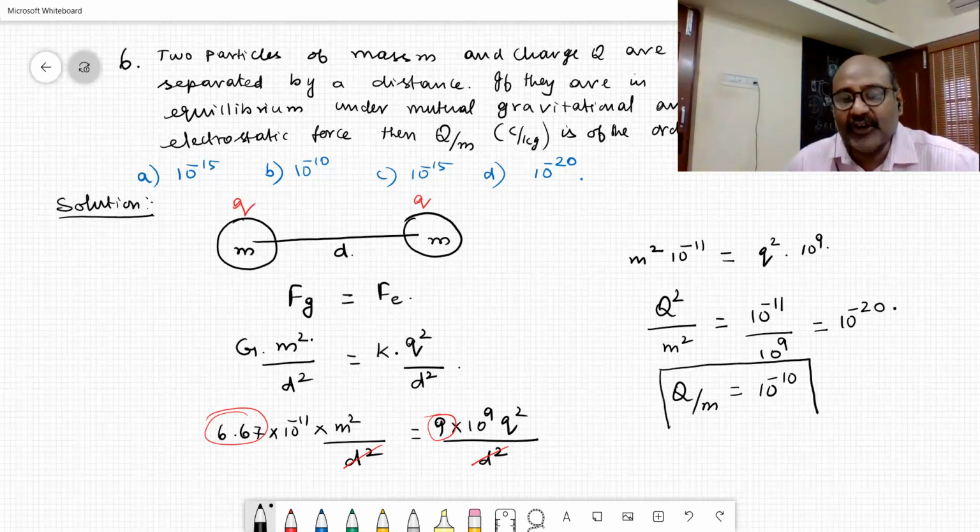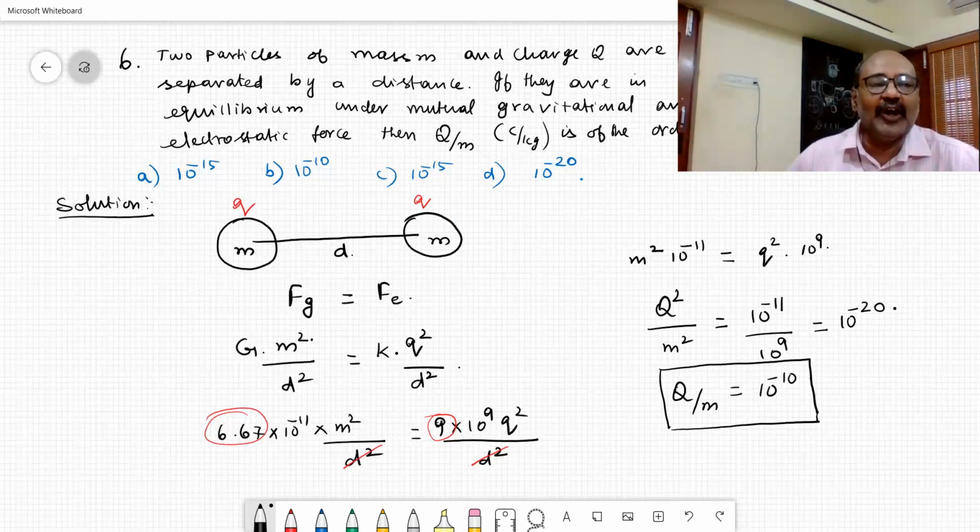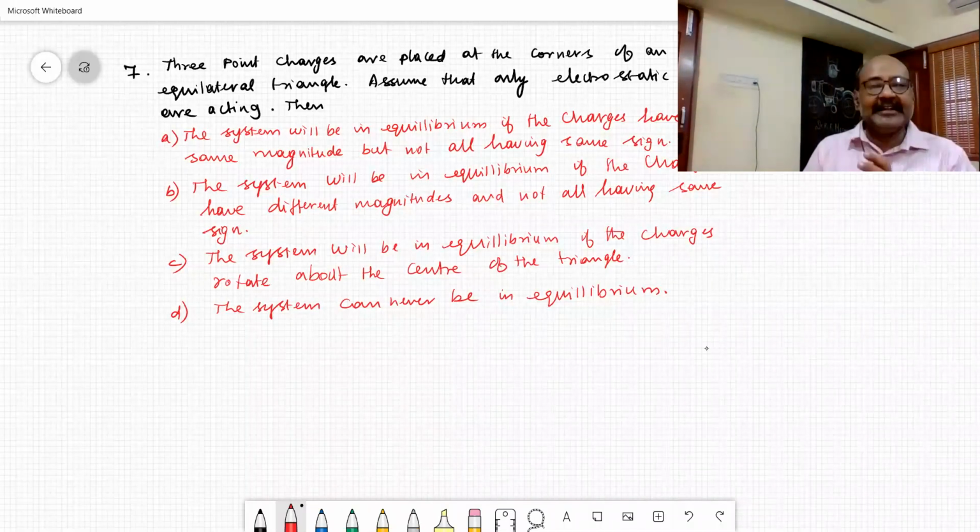So the charge to mass ratio, the charge of the given body to the mass of the given body, is in the order of 10 to the power of minus 10. So which option is taken? The second option. Option B is the answer. Hope you have understood this. Come on, let us see the next problem.